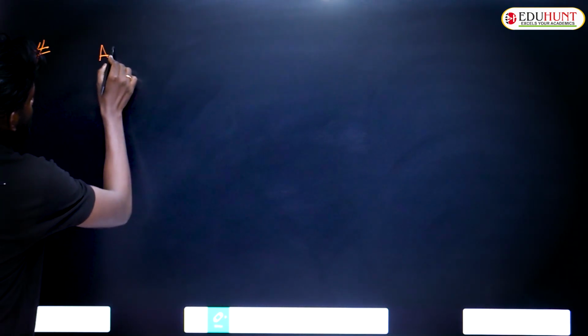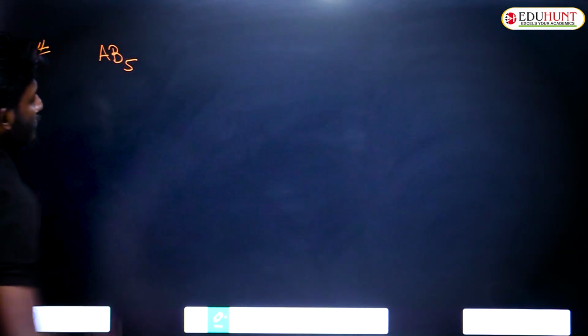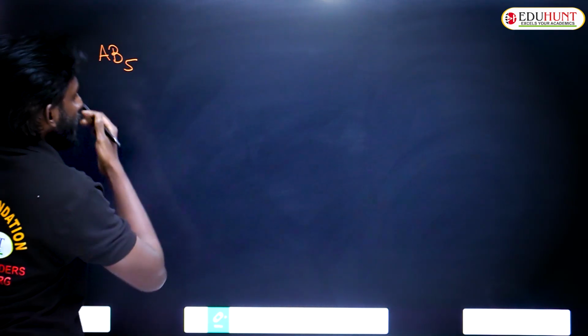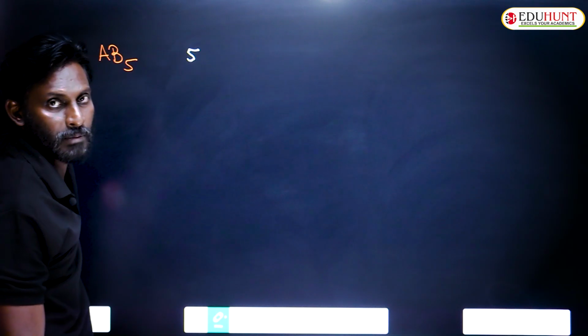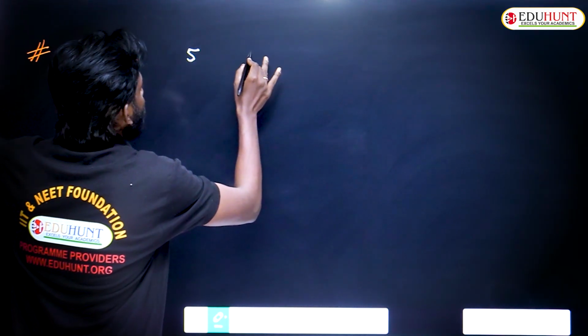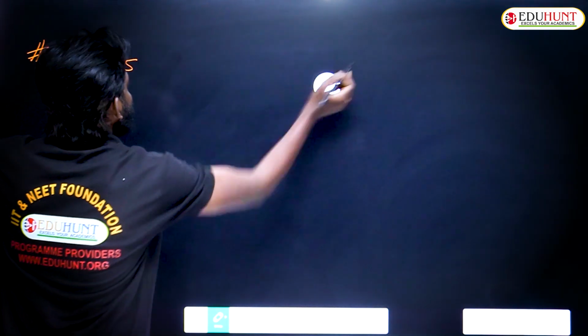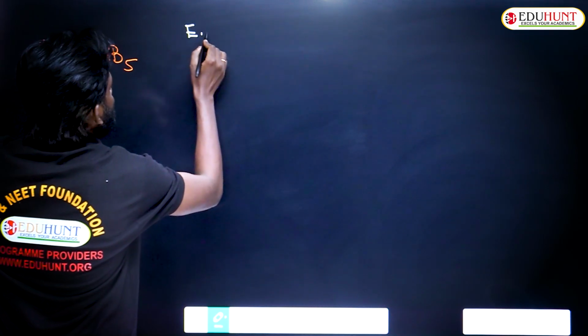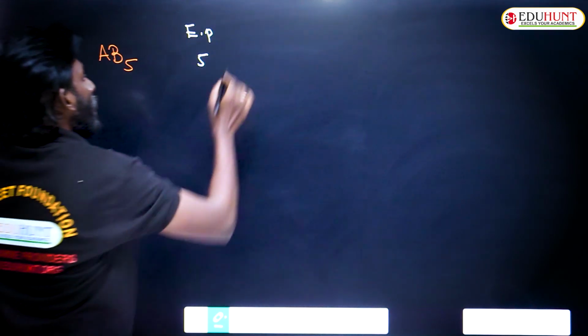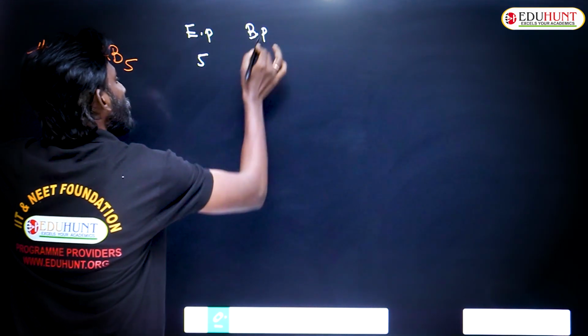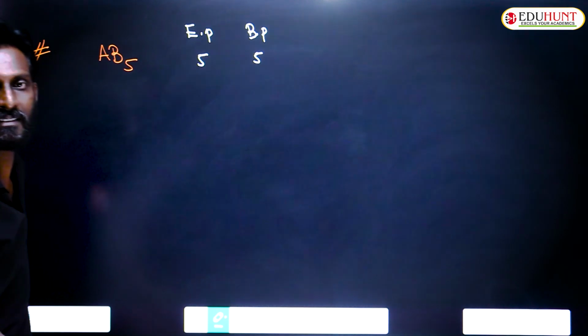See, suppose in this AB5 type. What do I mean by AB5 type? AB5 type means there is a central atom and 5 electron pairs. The number of electron pairs is 5, and all the pairs are bond pairs, 5 bond pairs. Among the 5 electron pairs, all pairs are bond pairs only. How can you say that?